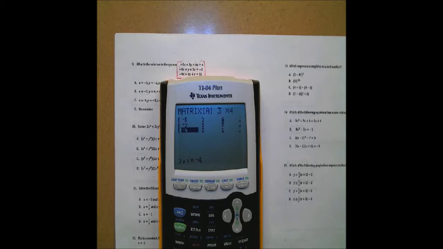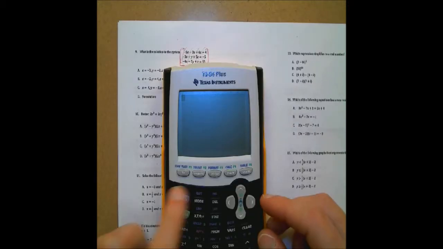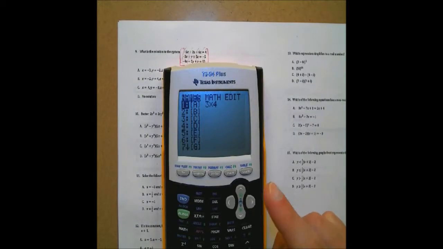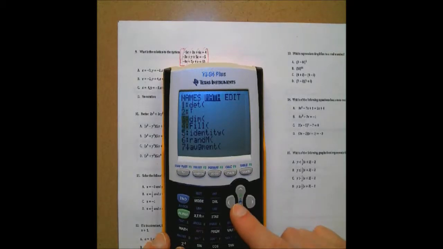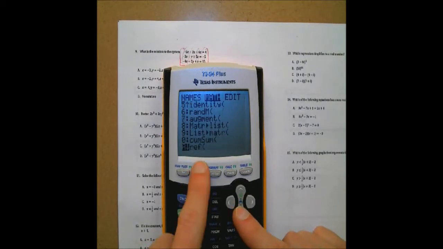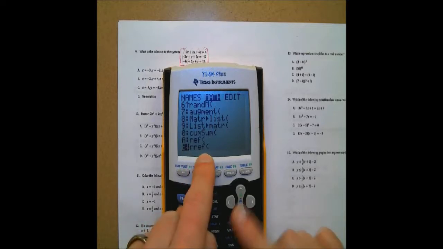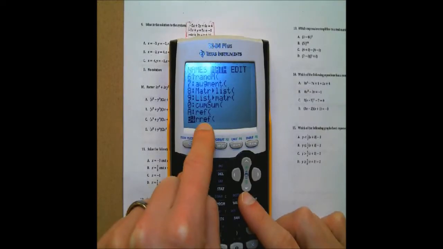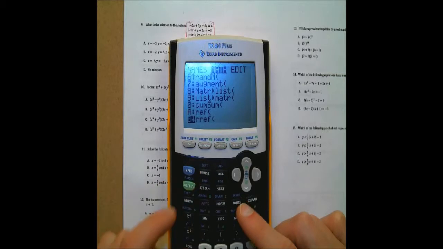Everyone else, I'll go ahead and show you while they're typing stuff in. So just real quick, you're going to quit back out, go to your home screen, go back into the matrix menu, and you go over to math. Now that we have our matrix entered, we need to tell the calculator to do something with it, and we're going to go from math down to RREF. RREF, okay, row reduced echelon form. Okay, so you're going to select that.